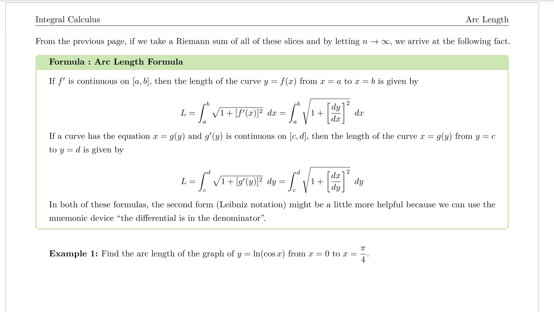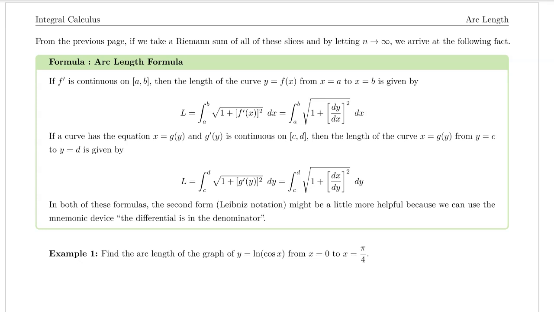If f prime is continuous on the closed interval from a to b, then the length of the curve y equals f of x from x equals a to x equals b is given by the formula L equals the definite integral from a to b of the square root of 1 plus f prime of x squared dx. And then next to that, you have the same formula, just using Leibniz notation for our derivative.